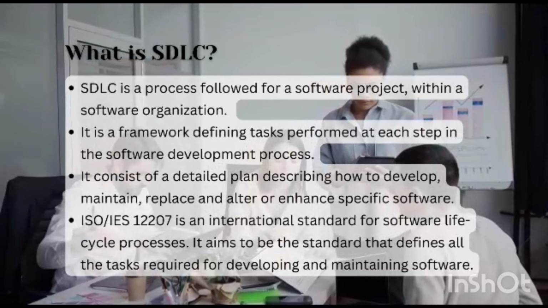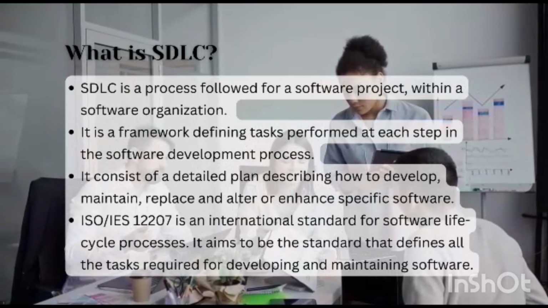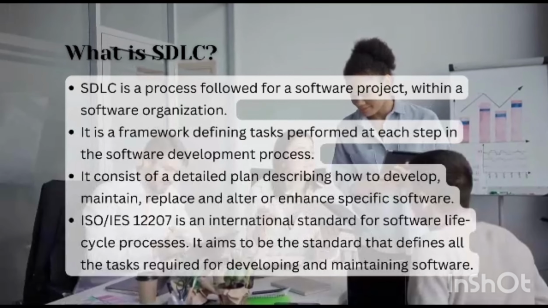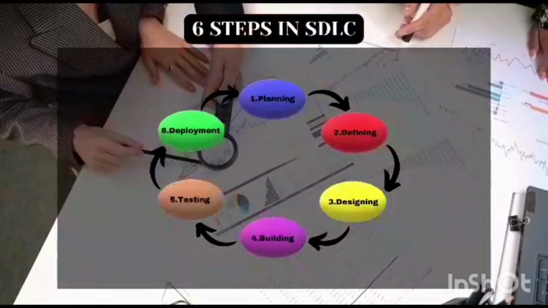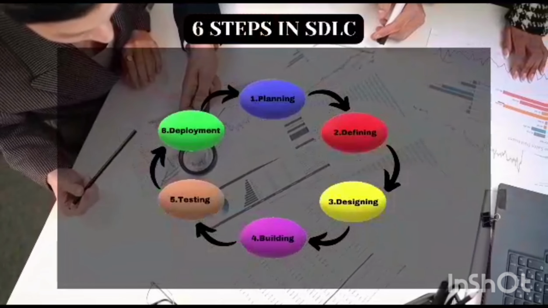ISO/IEC 12207 is an international standard for software lifecycle processes. It aims to be the standard that defines all the tasks required for developing and maintaining software.